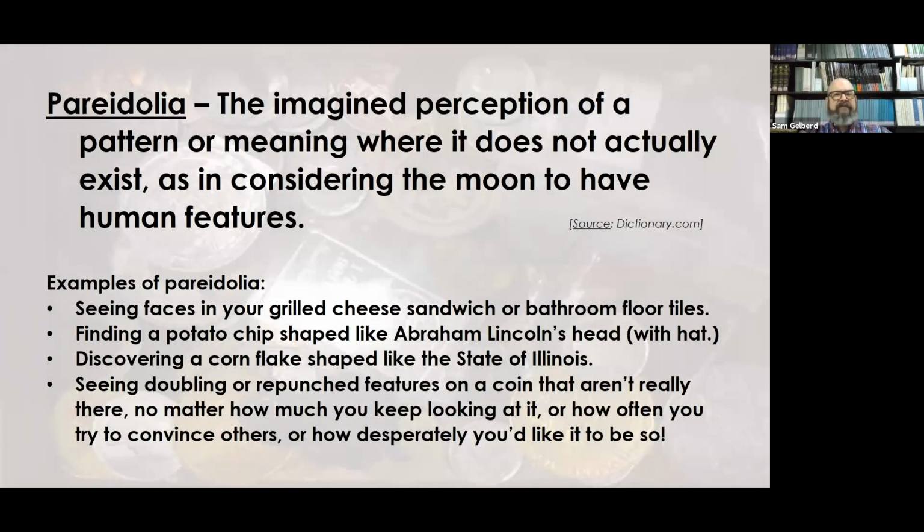The issue, a big fancy word of the day for y'all, pareidolia. It's this imagined perception of a pattern or meaning where it does not really exist. And you can see some of the examples right on here. You might see a face in a grilled cheese sandwich or bathroom tiles, all other sorts of things. We look at them and we see what we want to sometimes, especially when it comes to coins.